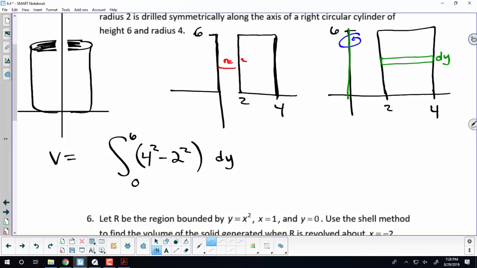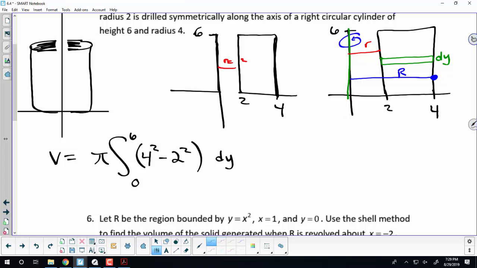Yes. Yeah, except we're missing the pi. Yep. Other than that, y'all agree? Outer radius, capital R, minus the inner radius, lowercase r, squared.